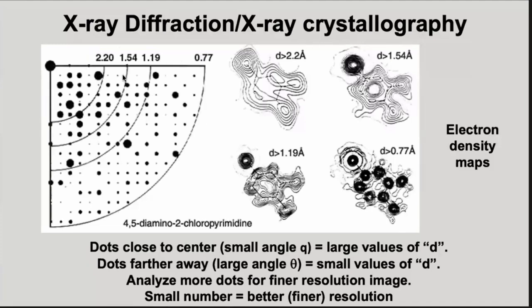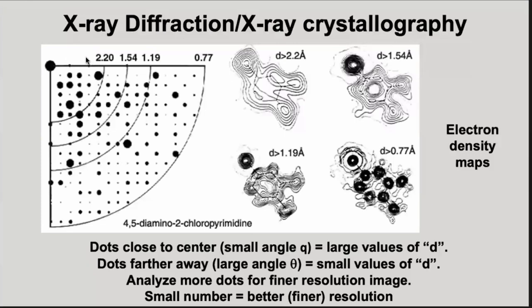And the numbers here on the top of this scale are angstroms. What this picture is trying to show, with this small quarter of a circle closest to the center, is that if you analyze only the dots that fall within that first circle, which represent small values of the angle theta but larger values of D, these are all distances that are larger than 2.2 angstroms.